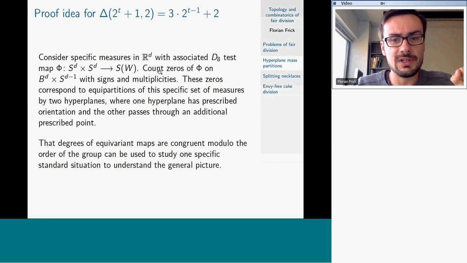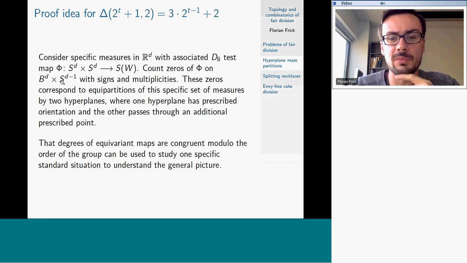And you count zeros of this associated test map on the upper sphere times the other sphere. Because this manifold with boundary is exactly S^{d-1} times S^{d-1}. With signs and multiplicities, this was the degree of this map. And now we hope for the best. We hope that it's not divisible by 8.